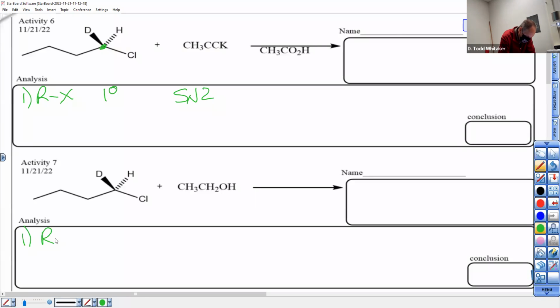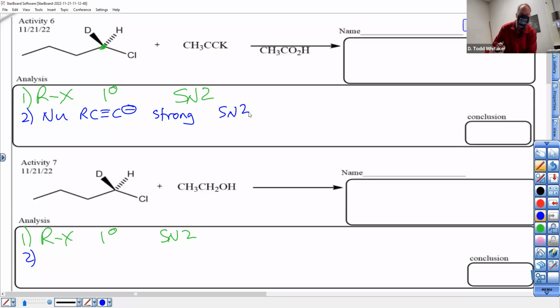So same guy down here. It's going to be SN2 in your product box. Please never stop your analysis. Each line gets a point, regardless if it helps your decision or not. There's knowledge involved in each 1, 2, 3 every time. So your nucleophile, RC triple C negative. That's certainly not weak, right? Strong. So that means you just sped up your SN2 reaction, right?